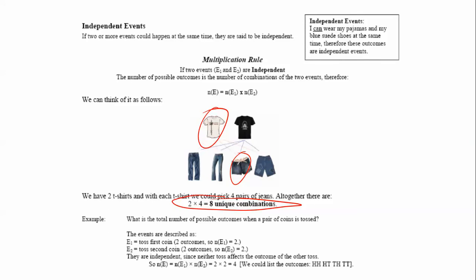So if these 2 events are independent, then E1, the toss of the first coin, there are 2 possible outcomes. E2, the toss of the second coin, there's also 2 possible outcomes. And for example, I wanted to know what is the probability that I would get heads twice in a row. Well, there is only one possibility that I would get heads twice in a row. But given that there are 2 possible outcomes in the first toss and 2 possible outcomes in the second toss, the probability of a heads and a heads would be 1 divided by 2 times 2, or 1 out of 4.